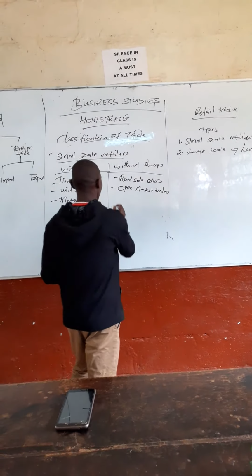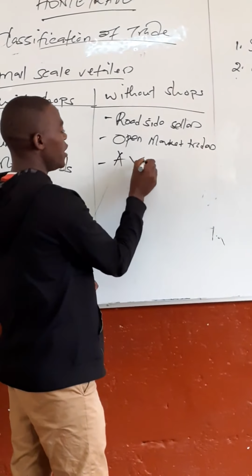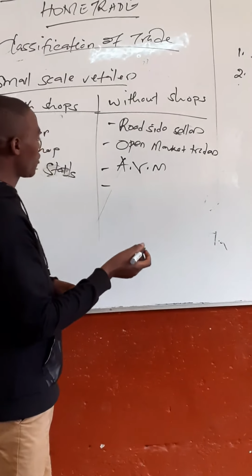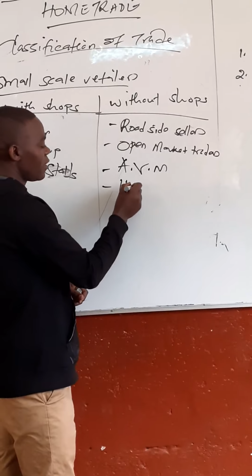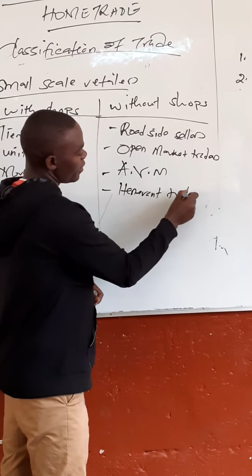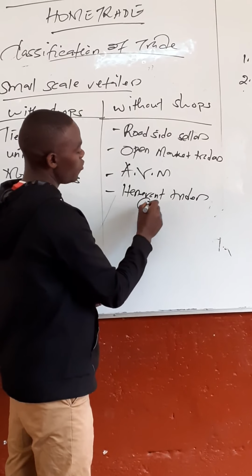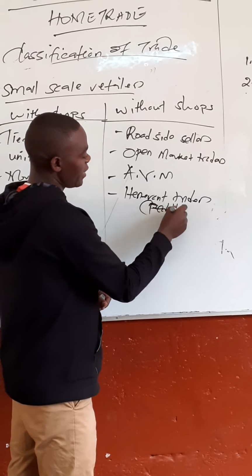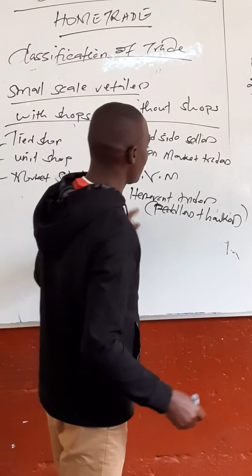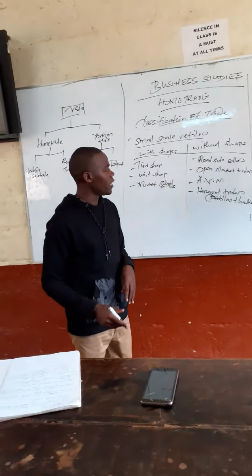We also have examples of automatic vending machines, and you also have the likes of itinerant traders. This includes the peddlers and the hawkers. Those are examples of itinerant traders.